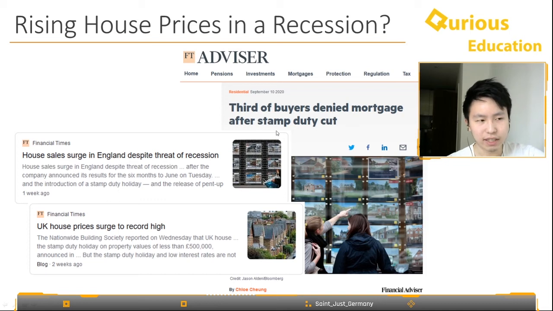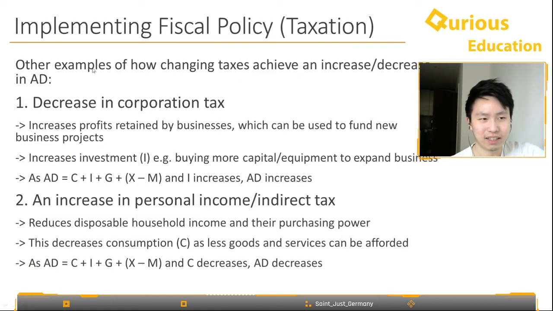So we can see here the tax duty that the government has reduced, the stamp duty cut, is actually quite effective. So we can see that there's actually an increase in the housing prices during a recession, which is actually quite odd. But however, this might change after the furlough scheme ends and we have massive unemployment. We'll see. So maybe better not to buy a property right now. The property market might not be so hot.